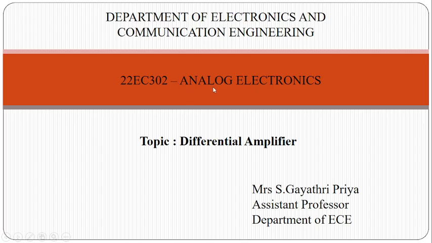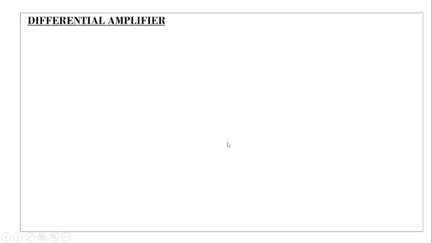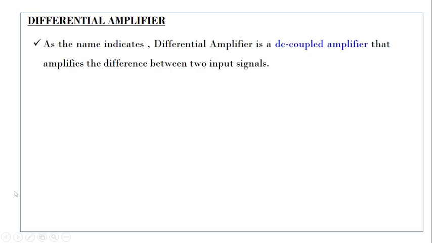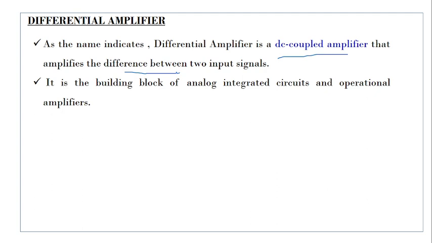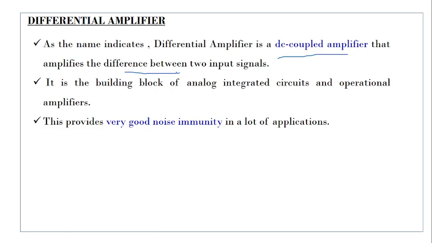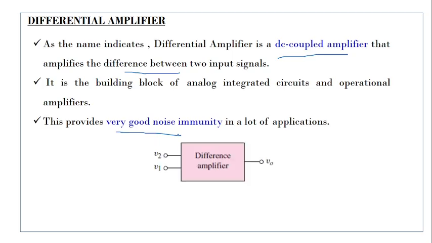In today's session of Analog Electronics, we are just going to discuss the differential amplifier. So what is a differential amplifier? As the name indicates, the differential amplifier is a DC coupled amplifier, so it is going to amplify the difference between the two applied input signals. This is going to be the basic building block for almost all our integrated circuits and operational amplifiers. Since it has very good noise immunity, we are utilizing this differential amplifier to a greater extent.